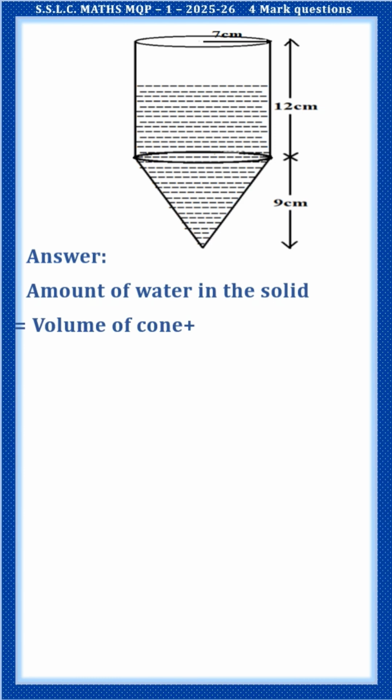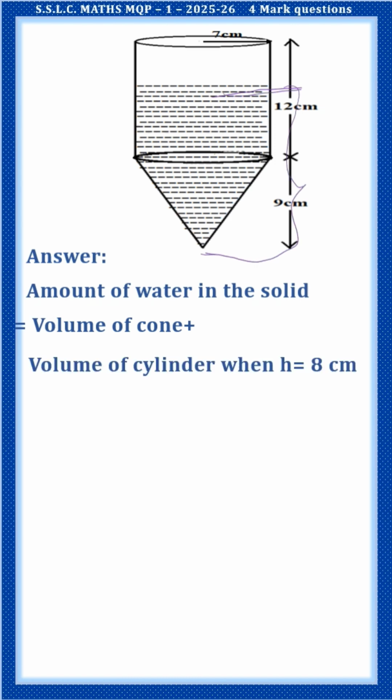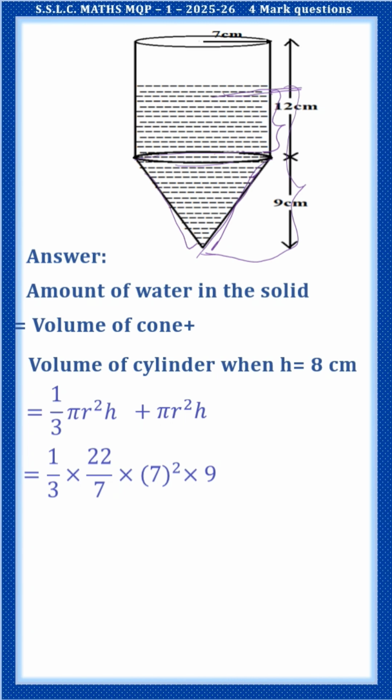Amount of water in the solid means water up to here. How much water is there in the container? How do we calculate? Volume of this cone, observe the figure, plus volume of the cylinder up to the height of 8 cm. We know the formula for the volume of the cone, isn't it? 1/3 pi r square h. Volume of cylinder is pi r square h.